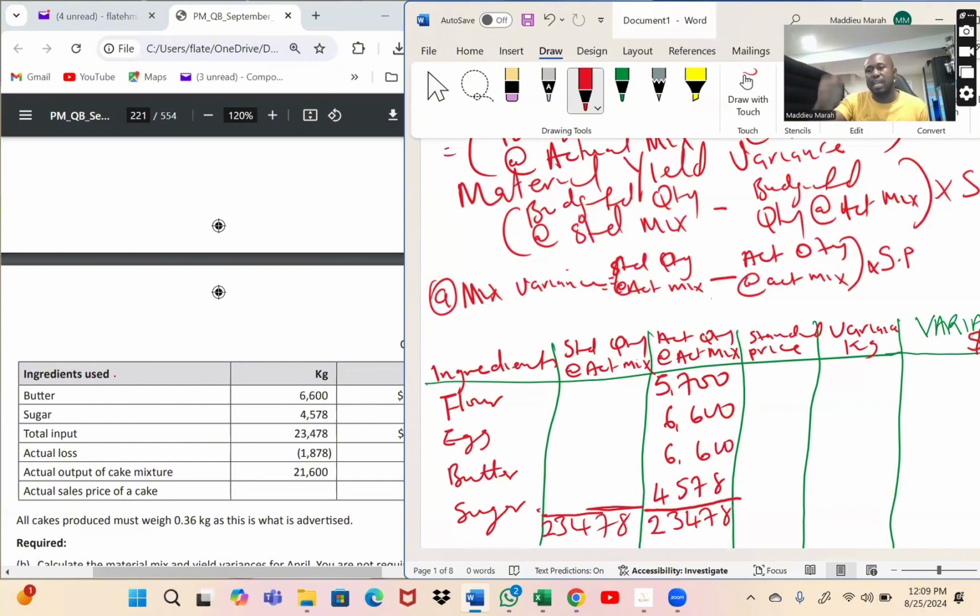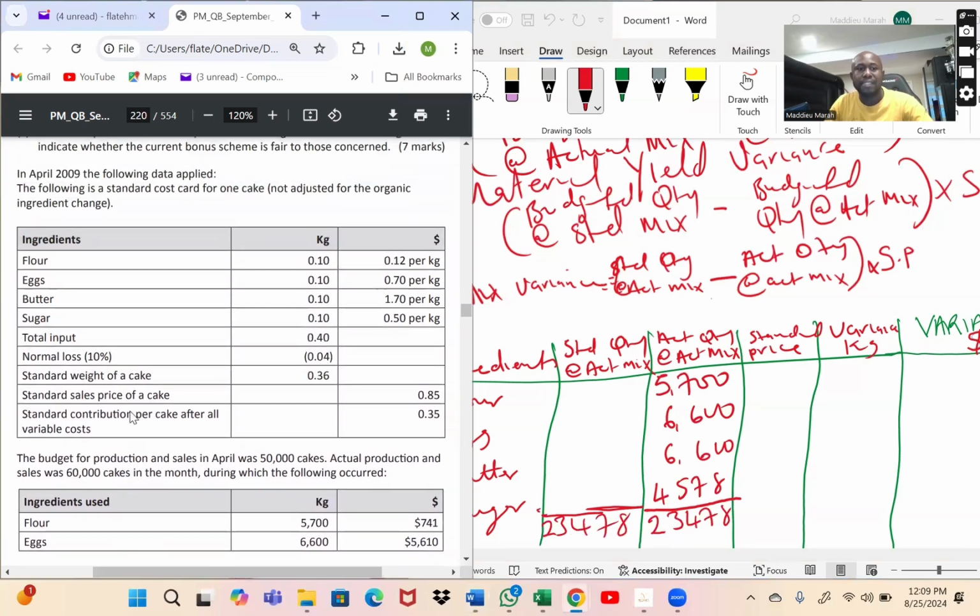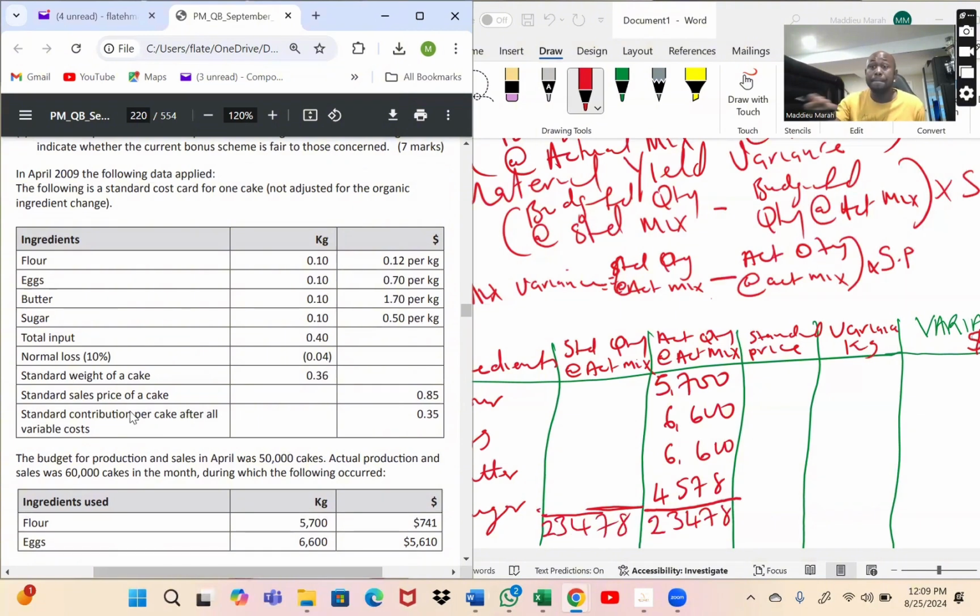Then I will go to my standard results. So what are my standard results? My standard results say I need 0.4 kg of flour. That's a mix. 0.4 kg of flour, 0.10 kg of egg, and 0.10 kg of butter, 0.10 kg of sugar. That's my standard. Total inputs are how much? 0.4. So my standard is 0.4, the mix. So now that's the total mix.